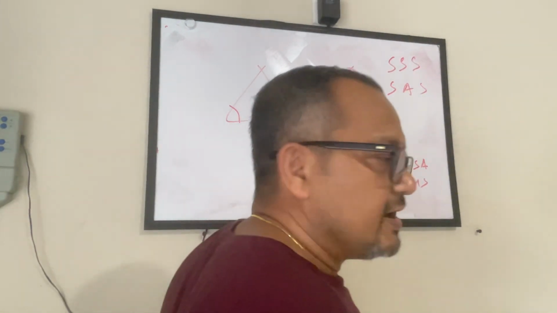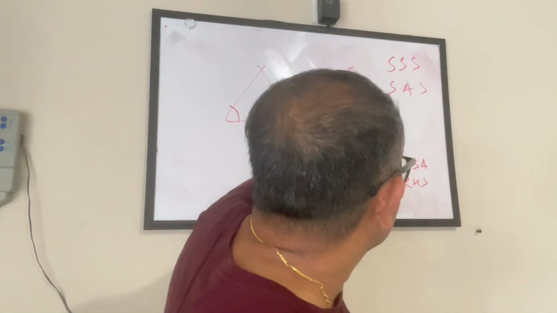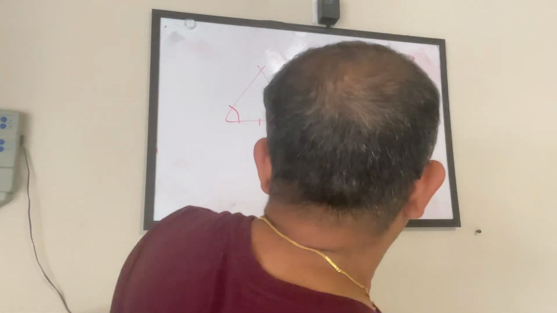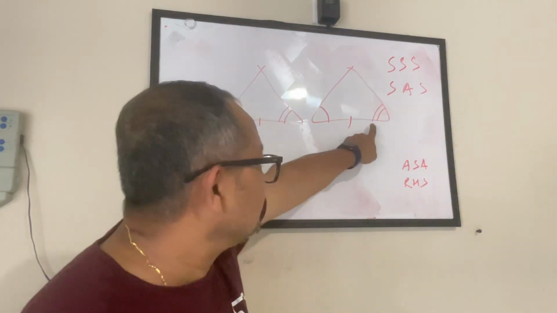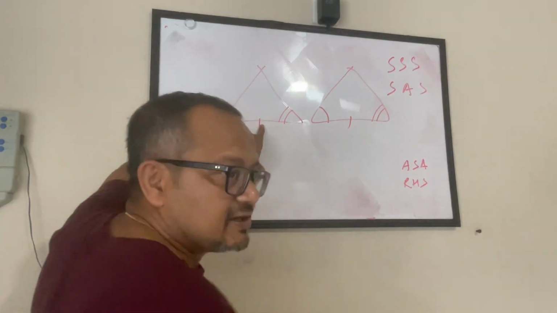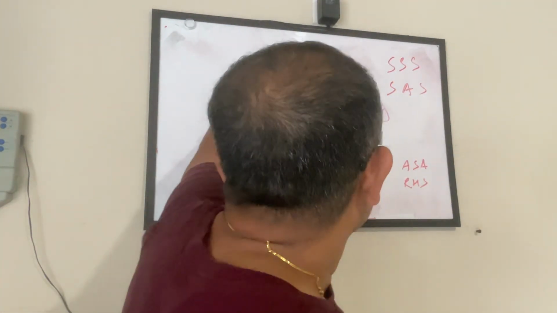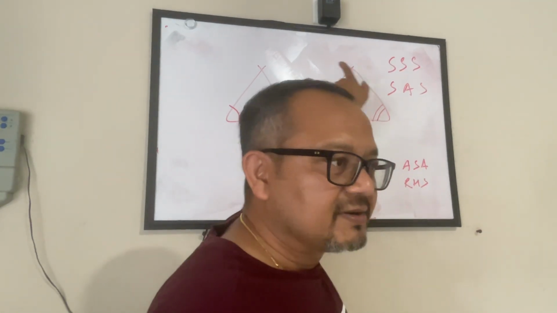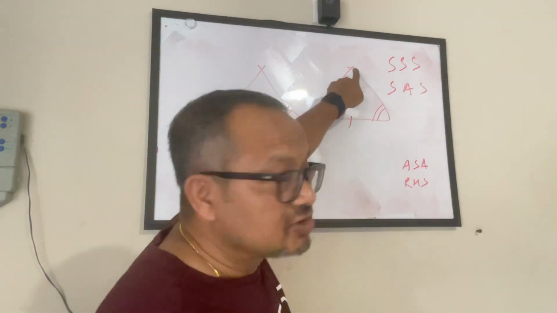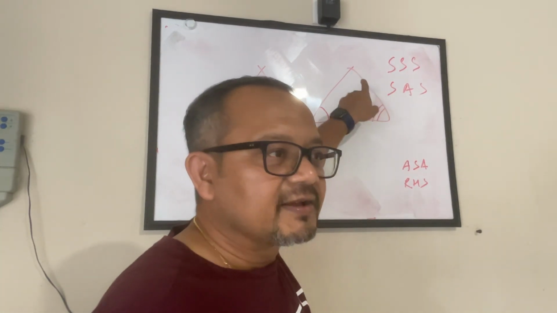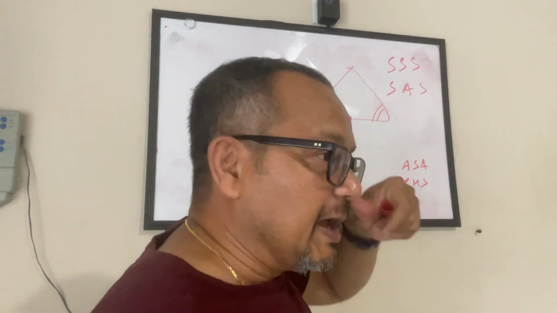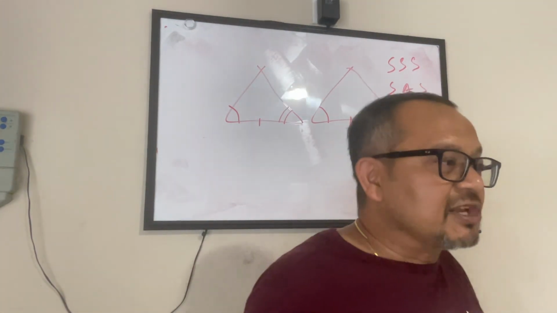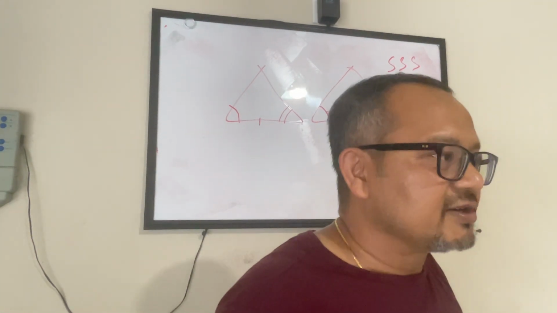Now, we are trying to say that these two triangles are congruent. How? Now, first of all, look at this. These two triangles have matching angles. What does it mean? The third angle will also match. Yeah? That means these two triangles have matching angles. So they are similar triangles, aren't they?